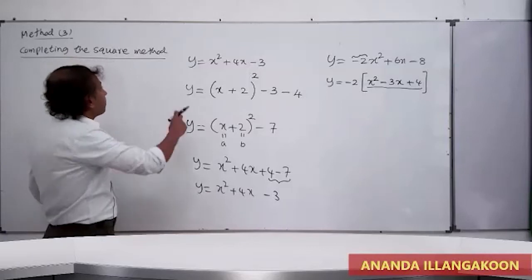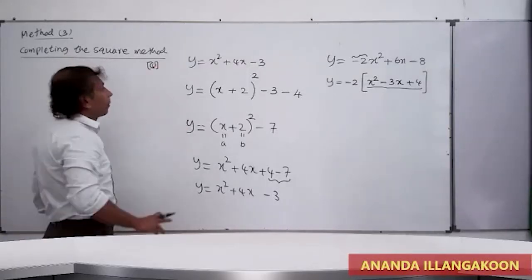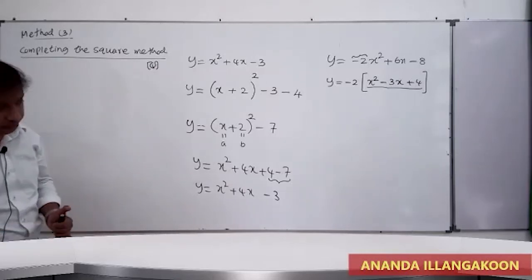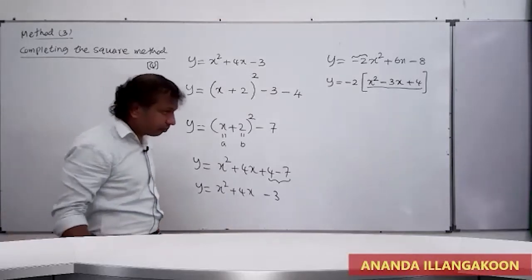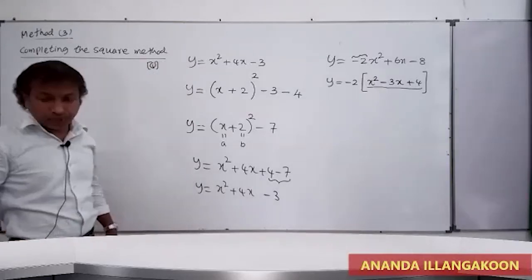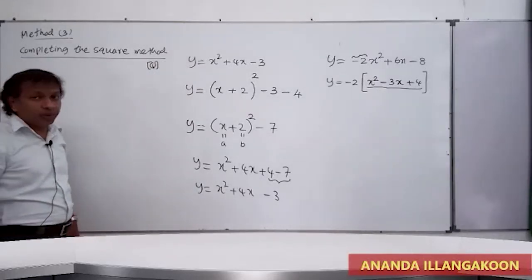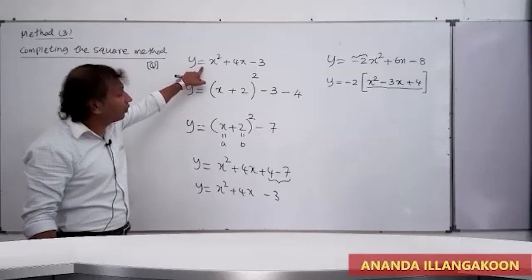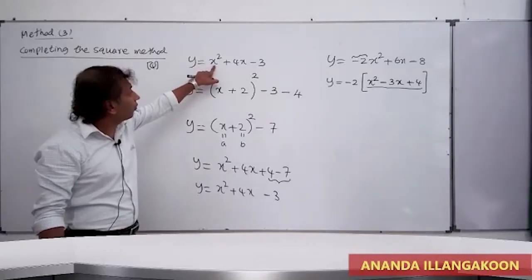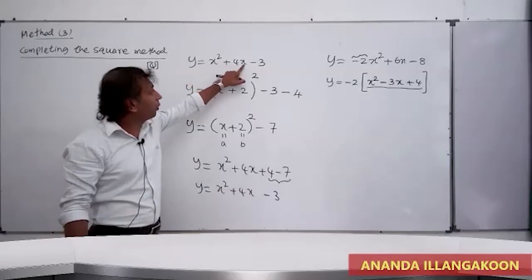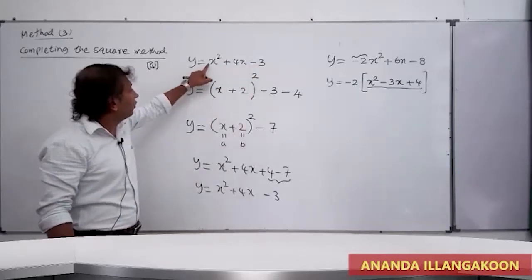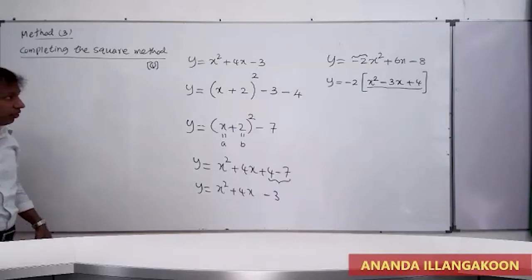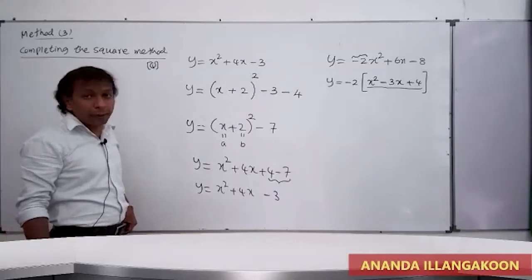Then we'll come to the first part. Write down like this as a question. Complete the square of y equals x squared plus 4x minus 3. People, come to the steps.